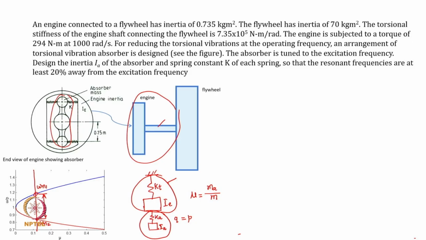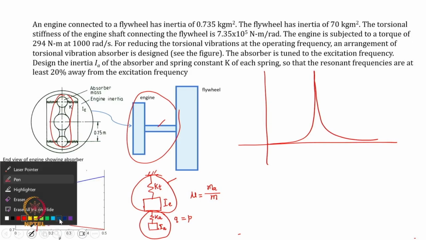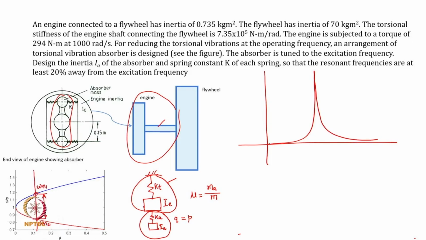Now, this gap plays an important role in the practical applicability of this absorber, because if I plot now the response, the original response of the parent system, had it been like this, the moment you have introduced an absorber, it turns out to be this, right, like this. Of course, it will be theoretically 0.